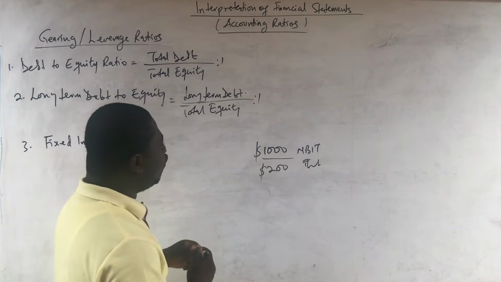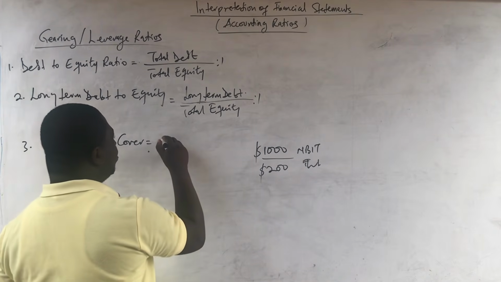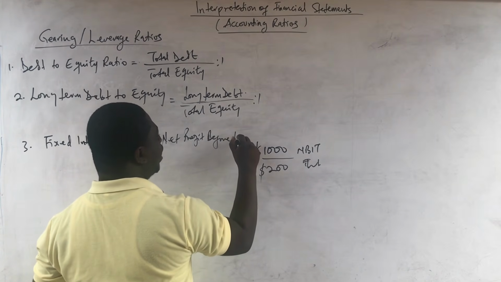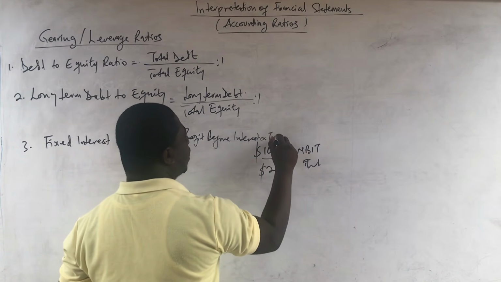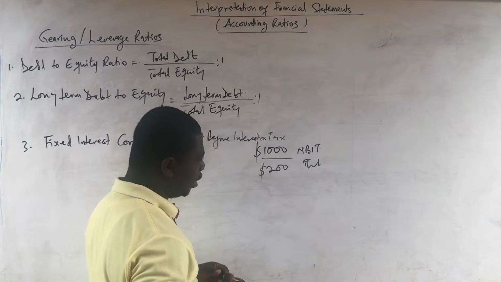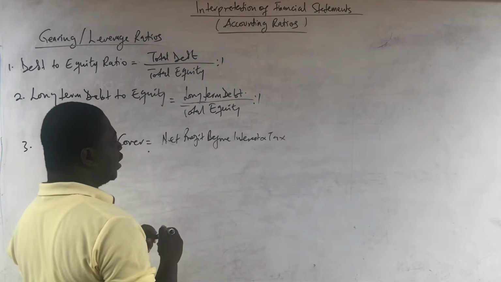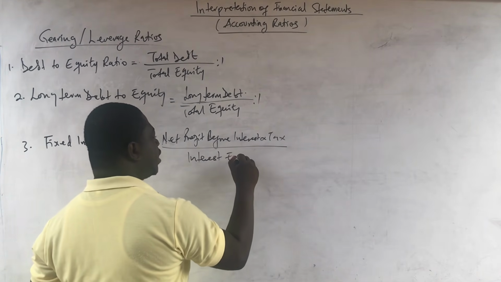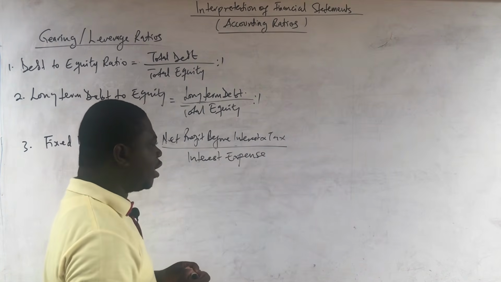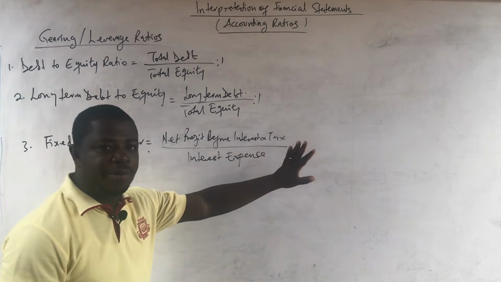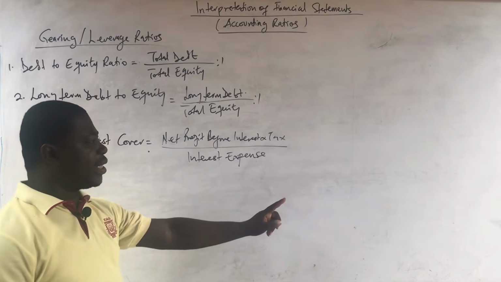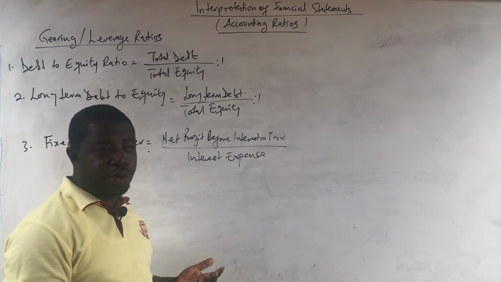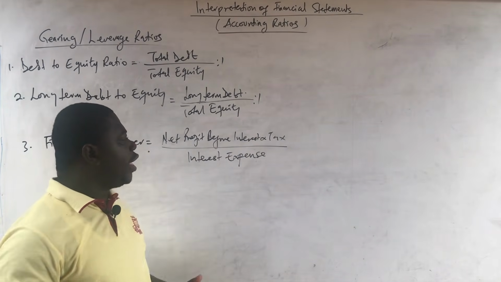And so the formula for the fixed interest cover is going to be my net profit before interest and tax over the interest expense. That's the meaning. And so I'm going to look at the net profit before interest and tax over the interest expense, and the answer is going to be in times. So if you get 3, it is 3 times. That is how you interpret it. If you get 4, it is 4 times.